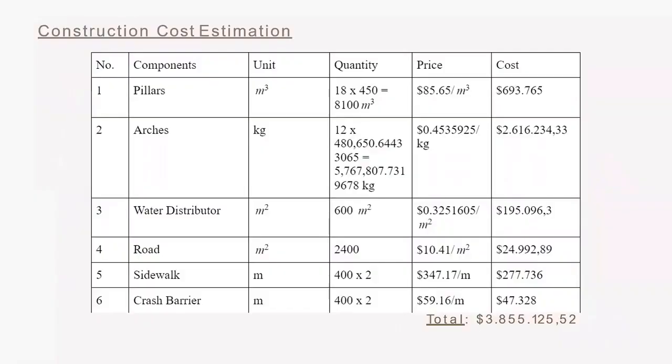Next, please. For the construction cost estimation, we took the most crucial parts of the aqueduct, and we got that the total price would be $3 million US. Yeah, about that much.